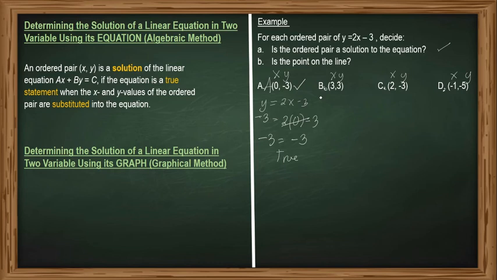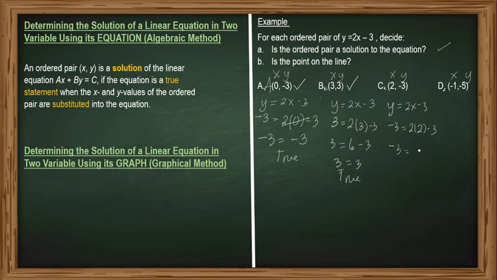How about point B? Again, I'll copy the equation so as not to be confused. Our y is 3. You have 2 times our x, 3 minus 3. So you have 3 is equal to 2 times 3 equals 6 minus 3. You have 3 is equal to 3. Again, this is a true statement. Thus, point B is a solution. How about point C? Okay, copy again the equation, 2x minus 3. We have y is equal to negative 3. We have 2 times x is 2 minus 3.